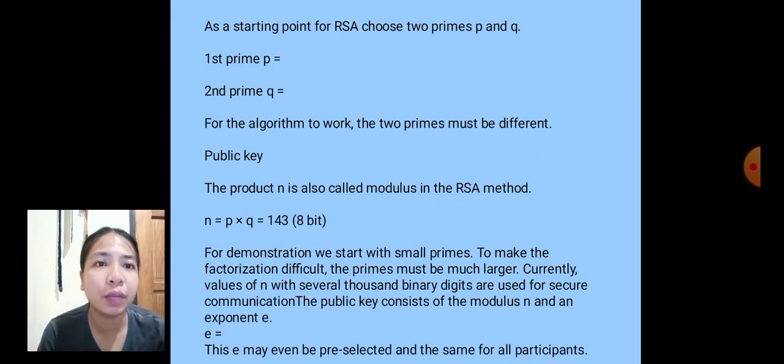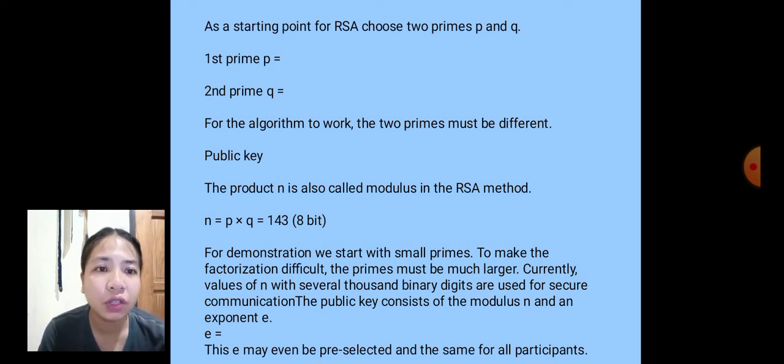So as a starting point for RSA, choose two primes. We have the given here the P and the Q. So first prime P equals, and the second prime Q equals. For the algorithm to work, the two primes must be different. The product n is also called the modulus in the RSA method. So n equals P times Q, which equals 143, or 8 bits.